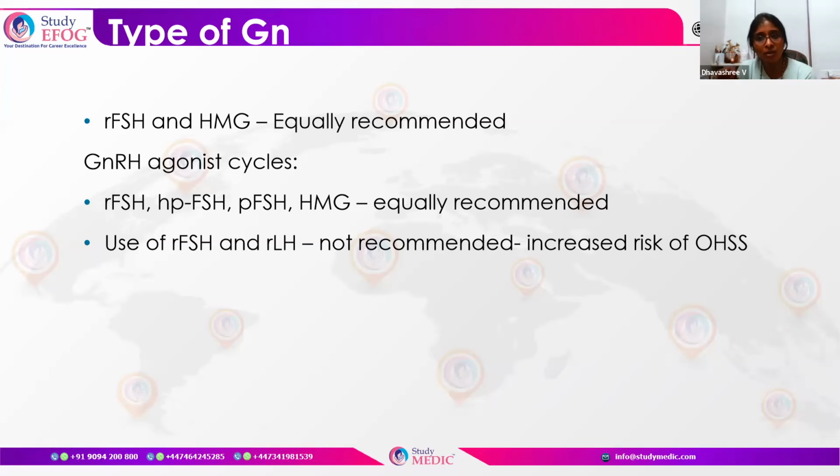Use of recombinant FSH and recombinant LH together is not recommended, because if we use both recombinant, the chance of OHSS increases. So generally, recombinant LH and recombinant FSH are not used together. So it's either a recombinant FSH or you can use a HMG.